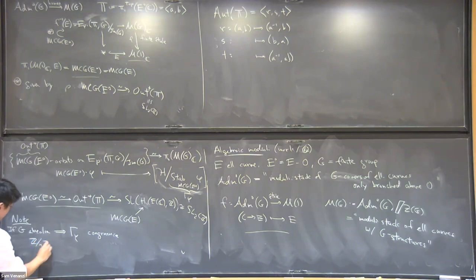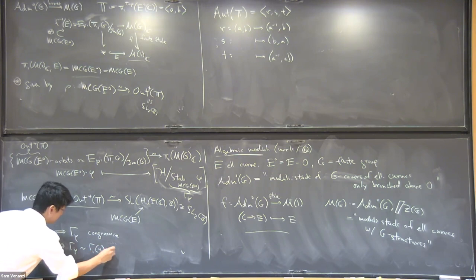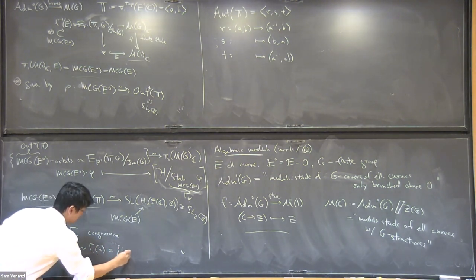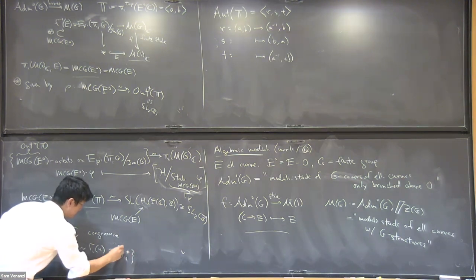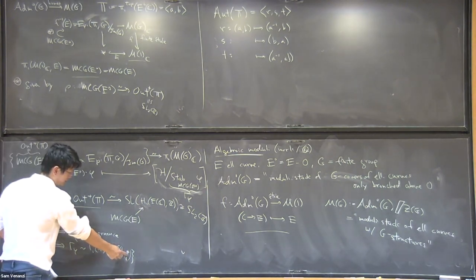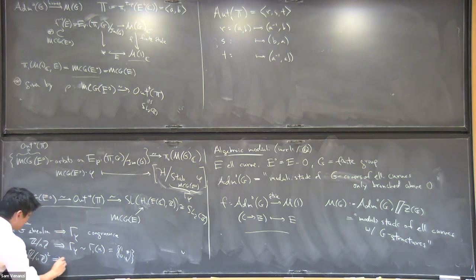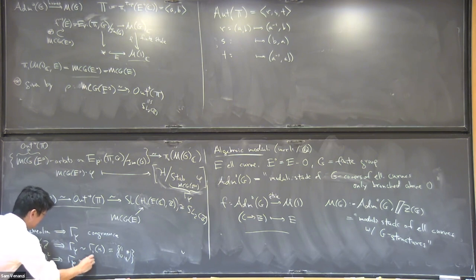As a specific example, when G is Z mod NZ, this is going to be conjugate to gamma 1 of N. These are matrices in SL2Z which are congruent to this mod N, where there's no congruence condition on this entry. And then if G is Z mod NZ squared, then gamma phi is precisely the full principal congruence subgroup of level N.